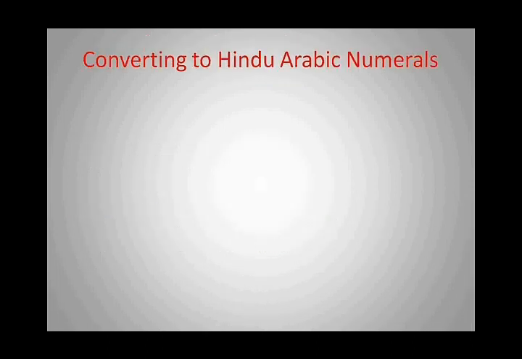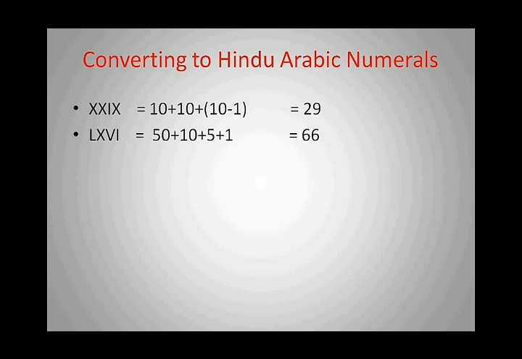Let us discuss some examples of conversion of Roman numerals to Hindu-Arabic numerals. XXIX is equal to 10 plus 10 plus 10 minus 1 is equal to 29. LXVI is equal to 50 plus 10 plus 5 plus 1 is equal to 66. LXXIX is equal to 50 plus 10 plus 10 plus 10 minus 1 is equal to 79.